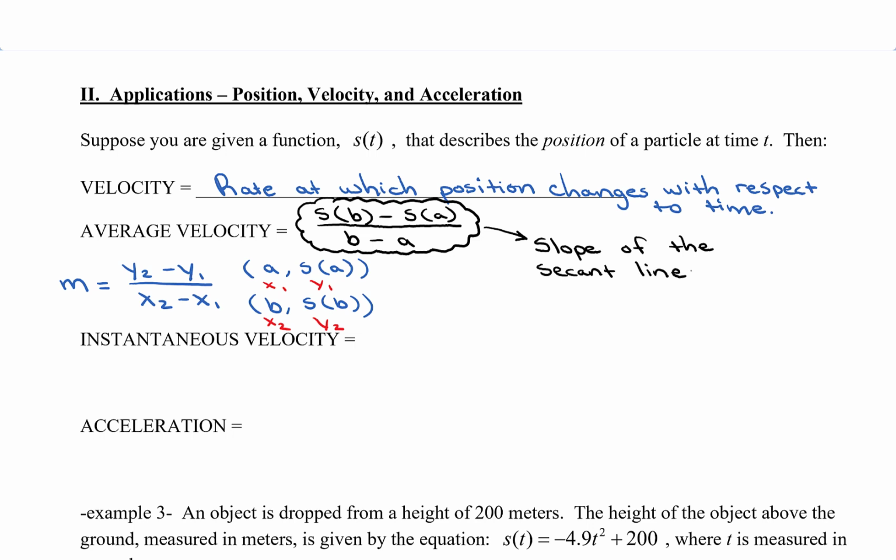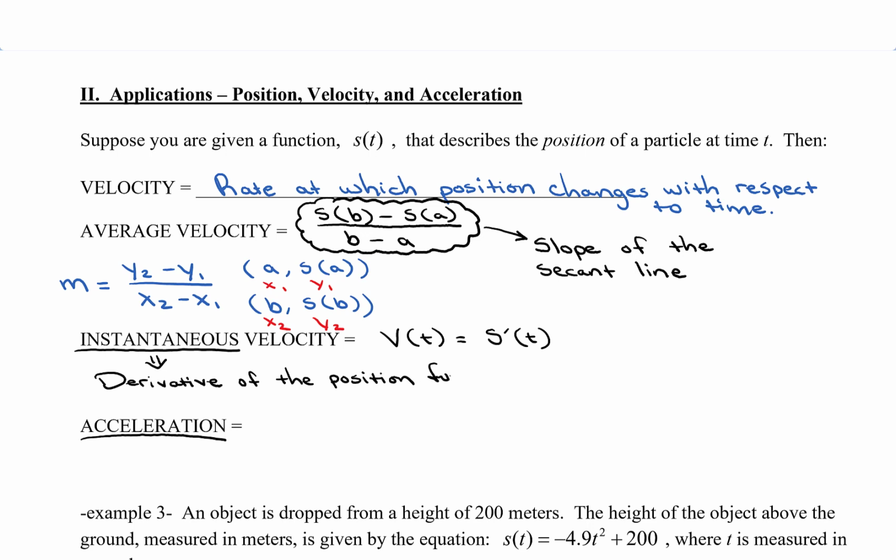Instantaneous velocity. I'm going to underline the word instantaneous because whenever you hear this word, you should be automatically thinking about a derivative. I'm going to point an arrow downwards from the word instantaneous, and right below it, I'm going to write down the word derivative. So instantaneous velocity is going to be equal to v of t, which is also equal to s prime of t, or the first derivative of our position function. So our instantaneous velocity represents the derivative of the position function.